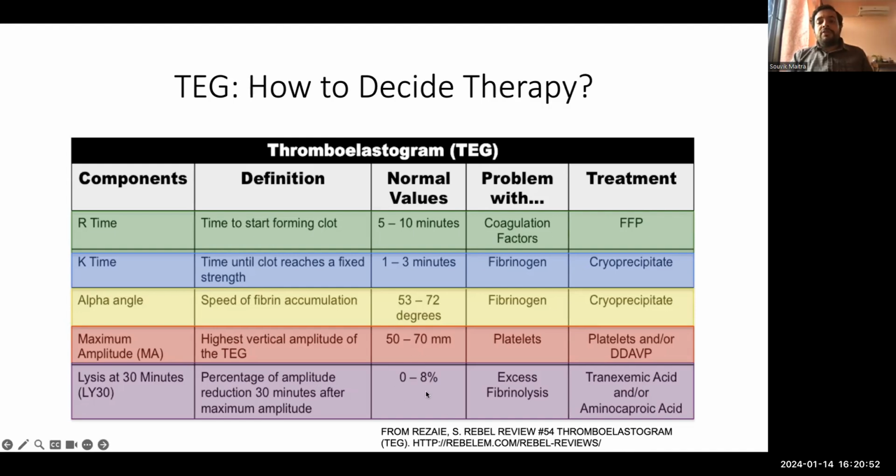Lysis normal value is up to 10% or 8%. Excess fibrinolysis is managed by the lysine analogs, tranexamic acid or epsilon amino caproic acid. Tranexamic acid is, for all practical purposes, commonly used nowadays.